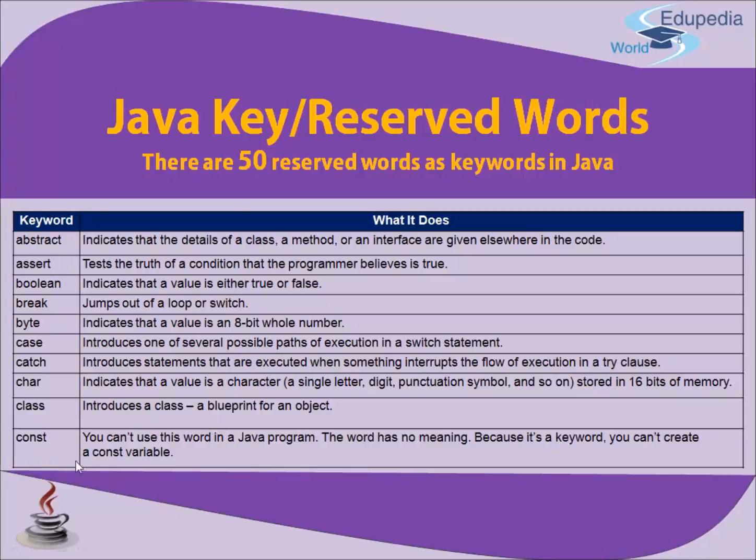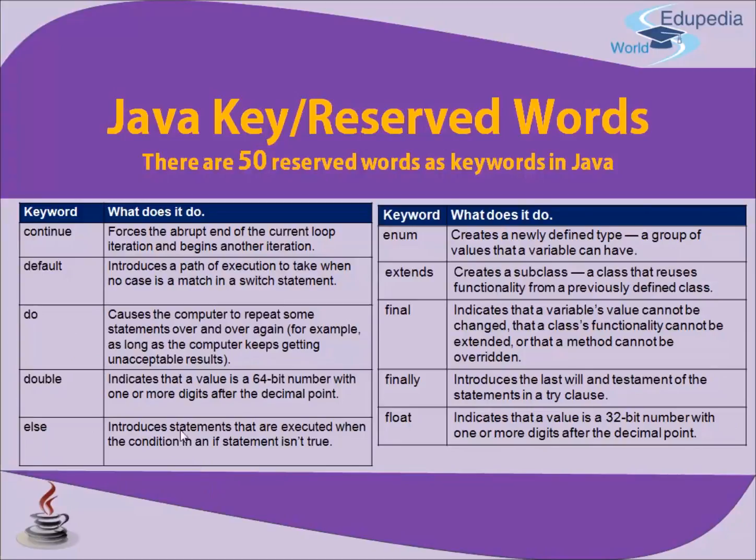Then you have const. You cannot use this word in a Java program. The word has no meaning because it's a reserved keyword. You cannot create a const variable. Now you have continue, which forces the abrupt end of the current loop iteration and begins another iteration. Then you have default, which introduces a path of execution to take when no case is a match in a switch statement.